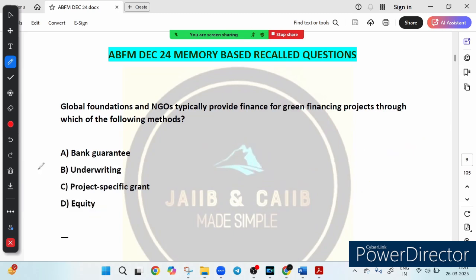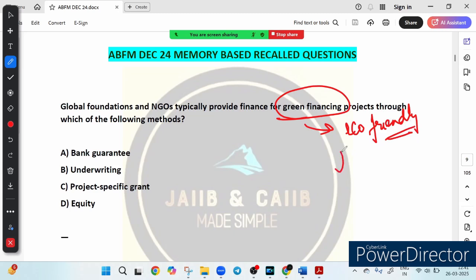Global Foundation and NGO typically provide finance for green financing projects through which of the following methods? Very good question it is. So friends, our goal is to find the correct financing method used by NGOs and global organizations to support environmental projects. Before jumping into the options, let's understand the meaning of green financing. It refers to financial support for eco-friendly projects. Some projects are eco-friendly, and financial support for them is called green financing.